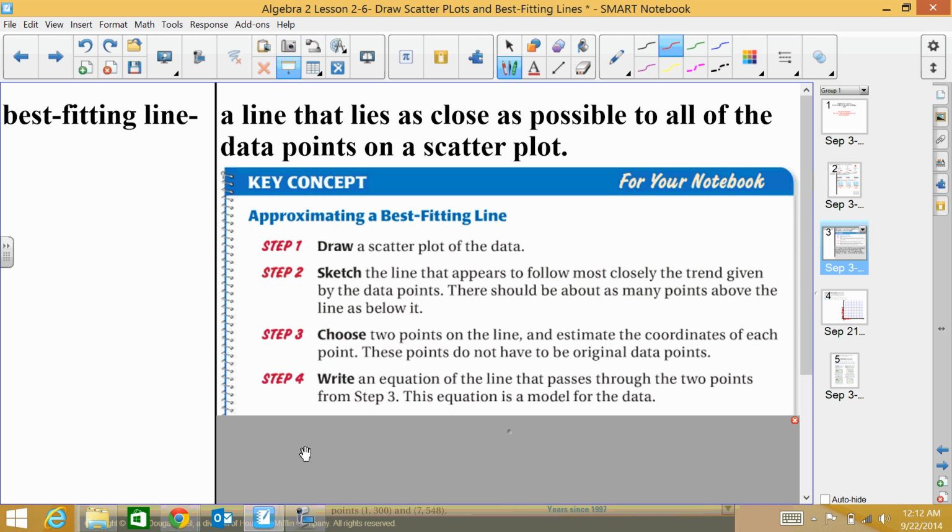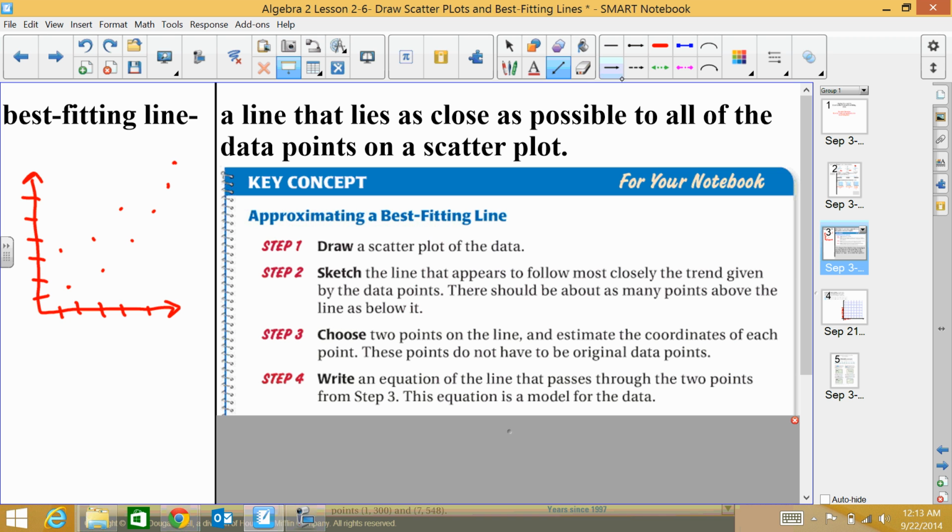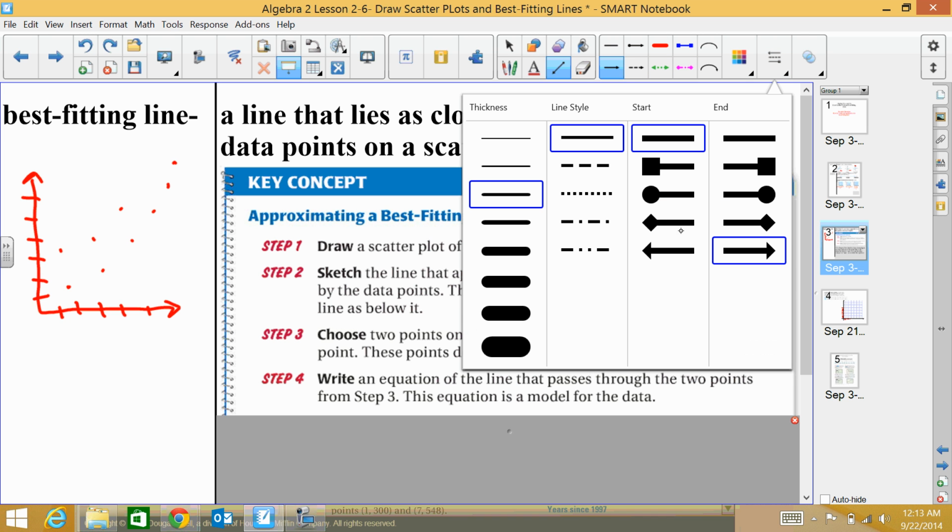So here are the steps for approximating the equation for a best fitting line. Real quick, before we do that, I just want to give you guys a quick example of maybe what a best fitting line looks like. So let's just draw some random data points here. Okay, here are my data points. I'm going to attempt to draw a line that goes through most of those data points.